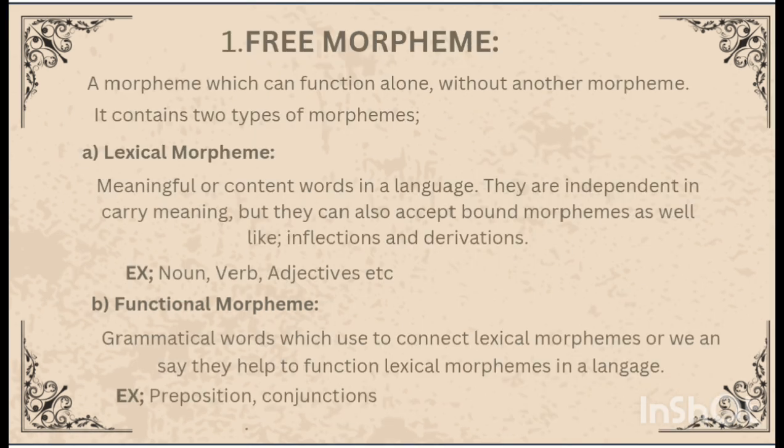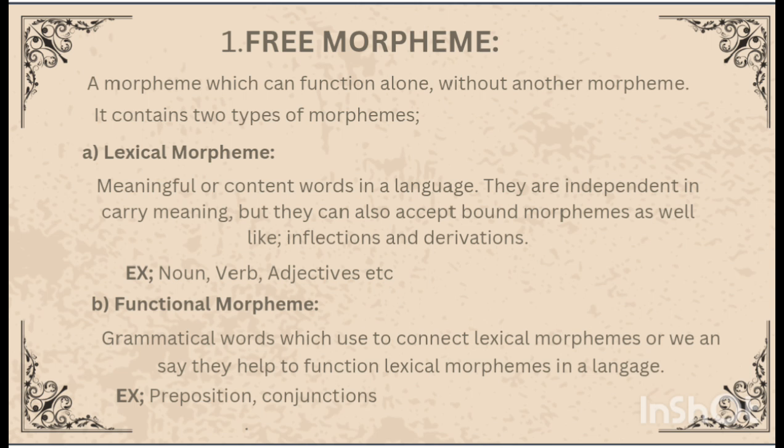So a morpheme which can function alone without another morpheme. See, free morphemes are the morphemes which can exist and work and be present in a sentence without the help of any other morpheme. Like come is a free morpheme, because come can exist in a sentence or in a language without any other morpheme. Like the example I told you, small and smaller. Now small is a free morpheme.